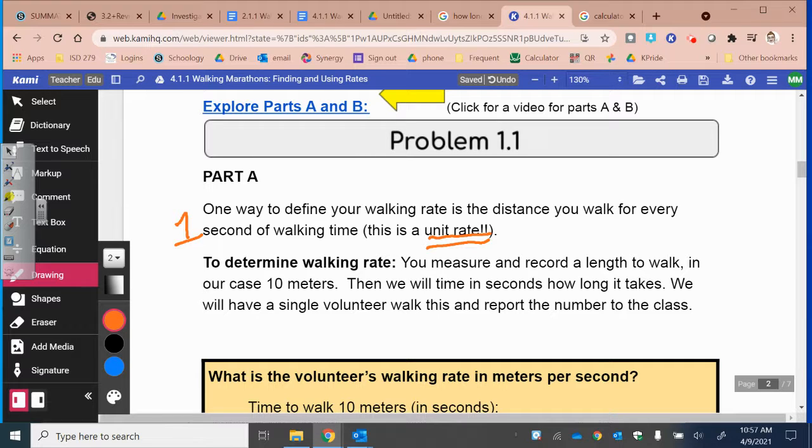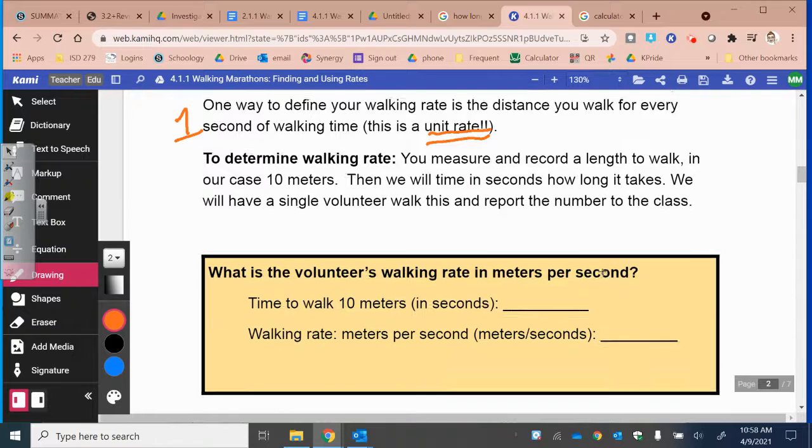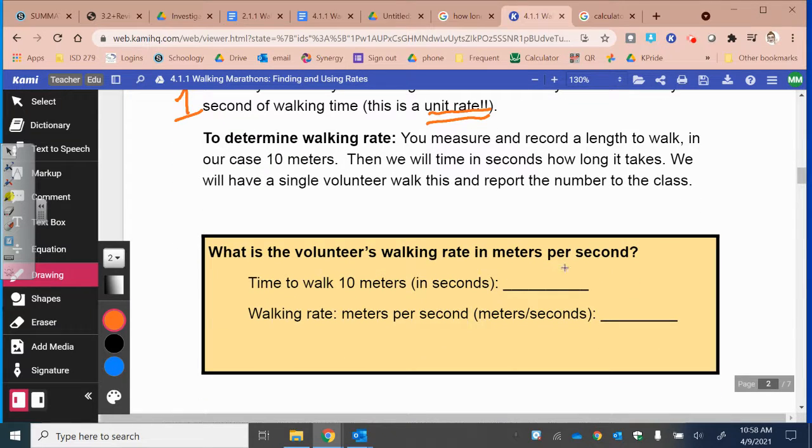To determine walking rate, you measure and record a length to walk. In our case, it will be 10 meters. Then we will time in seconds how long it takes. We will have a single volunteer walk this and report the number to the class. So instead of everybody calculating their own this year, because we can't be in the hallways, we're going to just have one volunteer walk for our class, and then we're going to use their number.